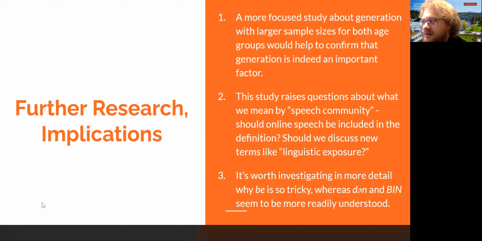And so something we might want to start thinking about is replacing this term speech community that sociolinguists use all the time with something like linguistic exposure. Because linguistic exposure is a little broader and can cover things like your online community as well. And even people outside your online community who you encounter anyway through an explore page or whatever. And finally, I think it's worth investigating in more detail why B is so tricky as opposed to done and been. People seem to have an easier time with these two.